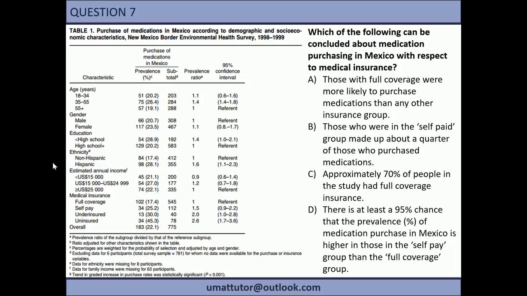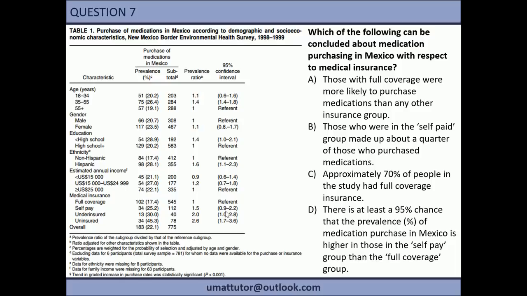And option D, there is at least a 95% chance that the prevalence of medication purchase in Mexico is higher in the self-pay than the full coverage group. So it's very similar to option A in the last question, which ended up being the correct answer. We're looking now at the self-pay and the full coverage group, which is the reference group. And even though it looks as though the self-pay group are more likely to purchase medication with a prevalence ratio of 1.5, you can see the confidence interval includes 0.9, which, if that was the case, would mean that actually the self-pay group purchased less medication than the full coverage group because it's below 1.